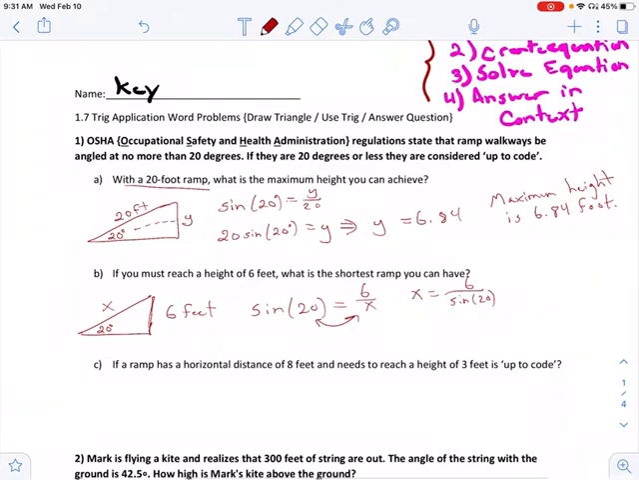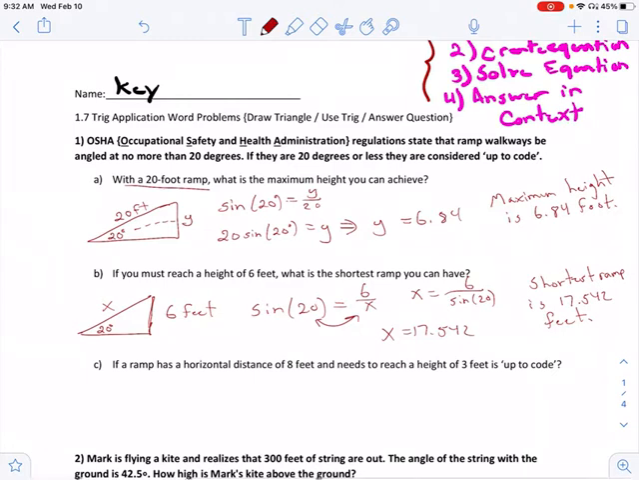Plugging that into my calculator, I end up finding out that x equals 17.542. So shortest ramp is 17.542 feet to attain a height of 6 feet.